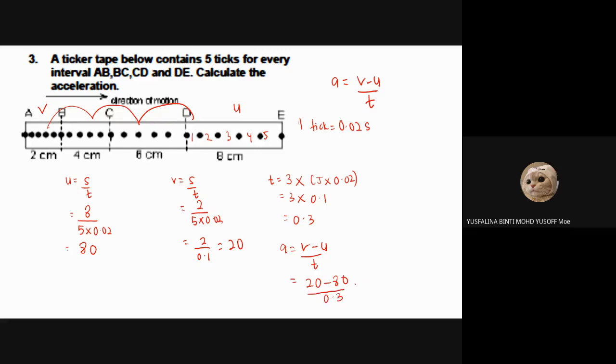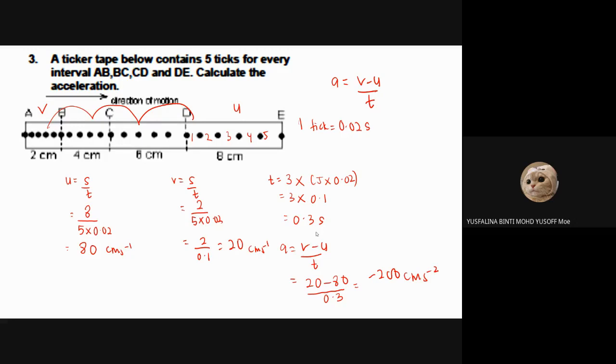So we get negative 60 divided by 0.3, you will get negative 200, right? Very good. You get 200 cm s negative 2. And this one you will get cm s negative 1. Don't forget the unit. This one is second.